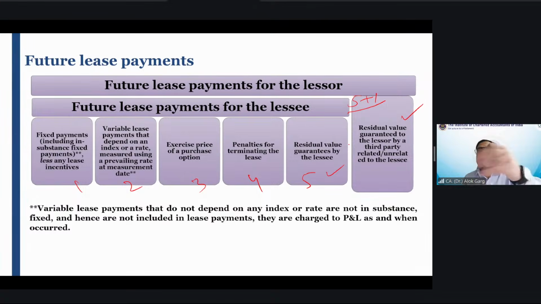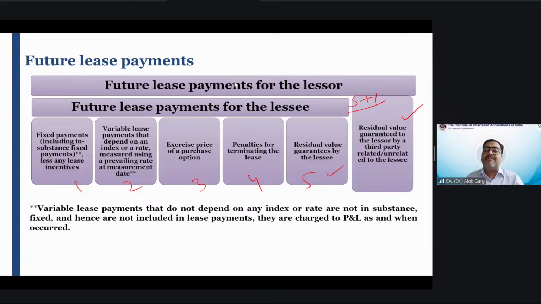I am giving you a guarantee of 20,000 rupees, right? So give me a market rent, and I will give you a residual value guarantee of 50,000 rupees. 30,000 of course you will get, and the balance 20,000 I'm guaranteeing you. So this is a residual value guarantee, right?